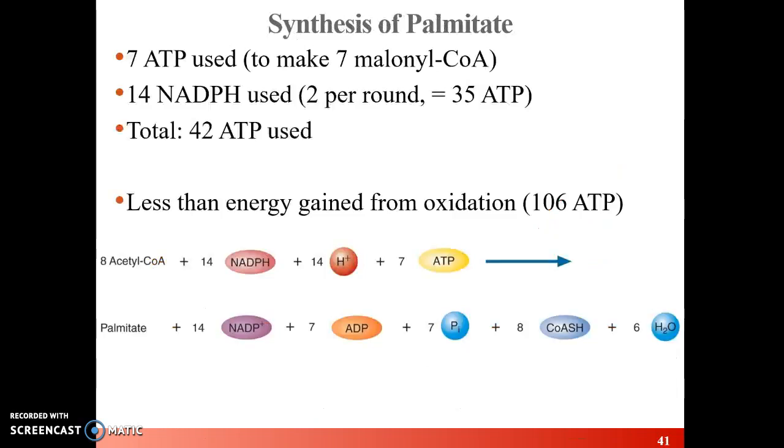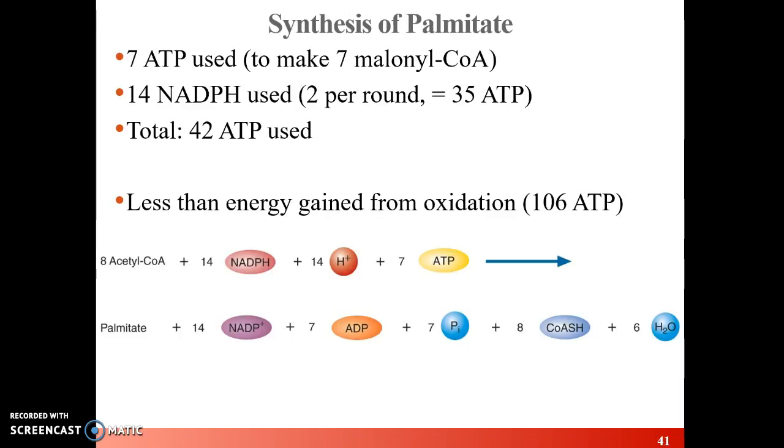Okay, so now that we've gone through it step by step, look at the net reaction again. There were 7 malonyl-CoAs used, therefore 7 ATP are used. The only way to know that is to know the math for the acetyl-CoA and the palmitate. You have to go through it 7 times. There's 14 NADPHs because there's 2 used per round. So in total, if you look at the ATP, there's 42 ATP used to make palmitate. Whereas if we were breaking down palmitate like we did in class, we calculated 106 ATP from that. So it's using less ATP to make than what palmitate actually provides for you.